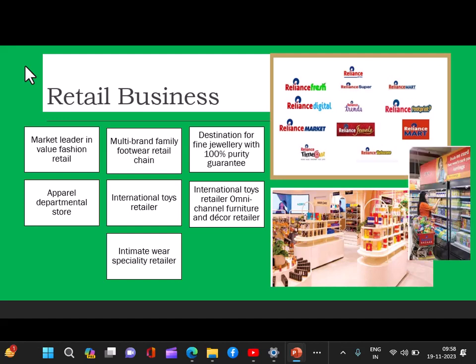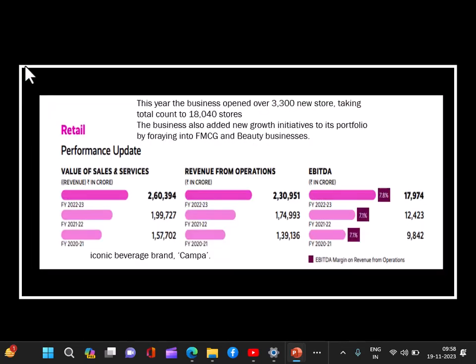Then if you look at the retail business, out of 8,70,000 crores of the turnover reported last year, their total turnover from retail is 2,60,000 crores in 2023 and 2,30,000 from operations. So 30,000 would be other income, from treasury income or something. It's given as value of sales and services: 2,60,000 is value from sales, and revenue from operations is 2,30,000.